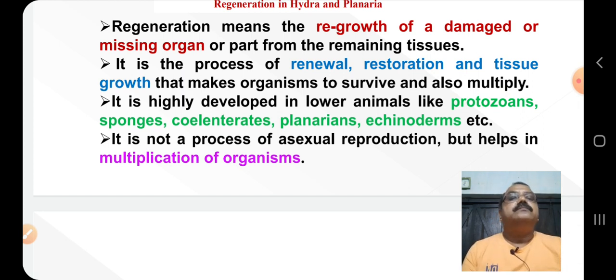Regeneration means regrowth of a damaged or missing organ or part from the remaining tissue. It is the process of renewal, restoration and tissue growth that makes organisms survive and also multiply. Regeneration is highly developed in lower animals like protozoans, sponges, coelenterates, planarians and echinoderms.